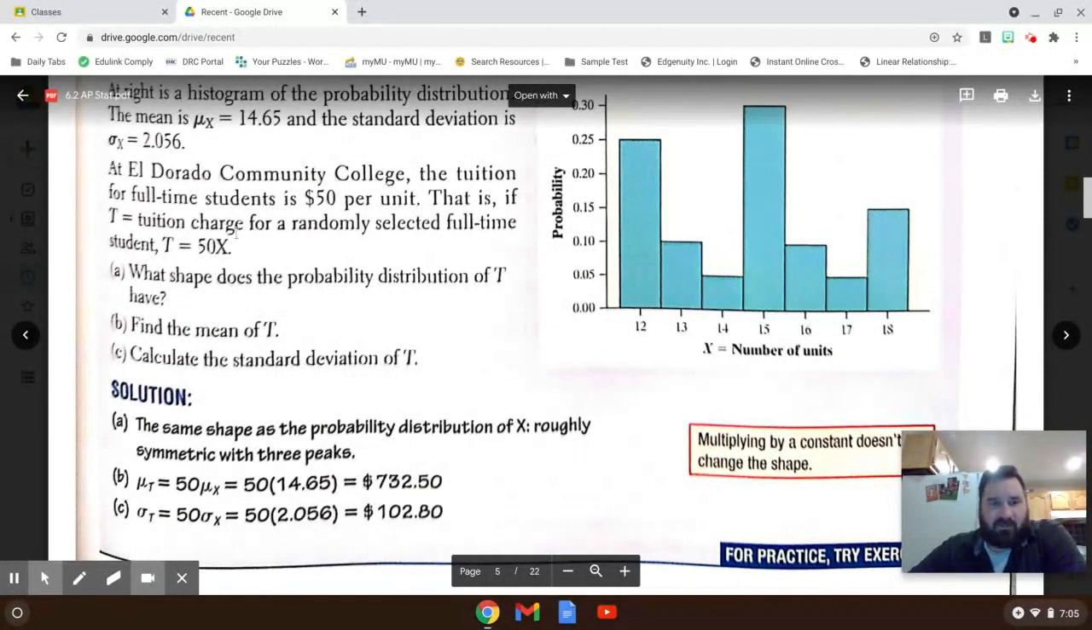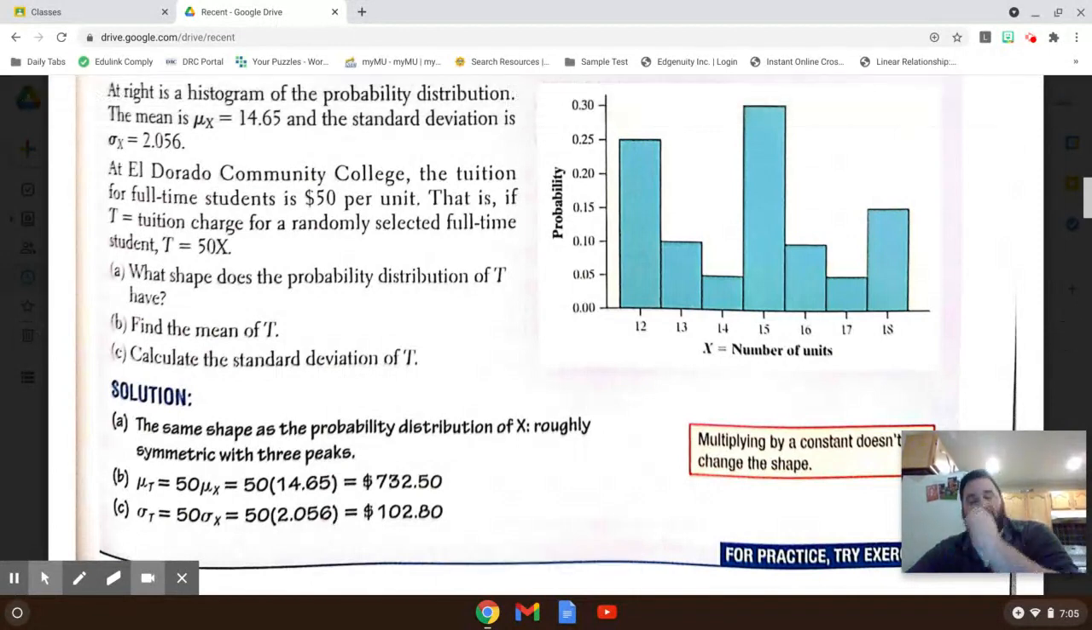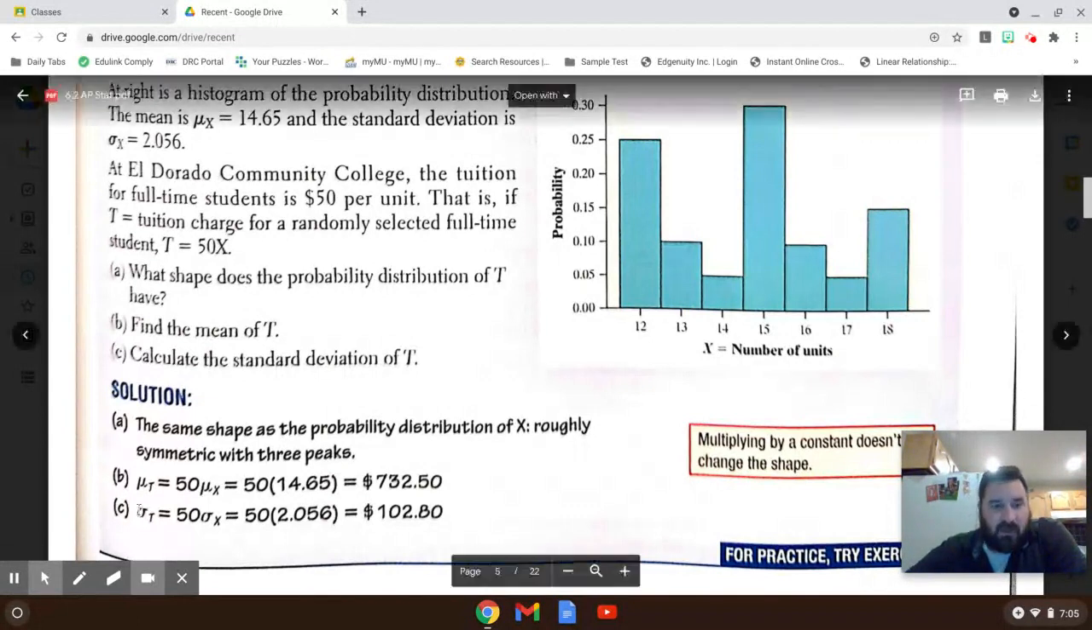Part B, find the mean of T. Well, we knew the mean before was 14.65, and we multiplied every amount of credits by 50 for $50. So we're going to do 14.65 times 50. Our new average cost is $732.50. So if they multiply each person's credit amounts by 50, we have to multiply the average by 50, or take a new average, which would be more time consuming and pointless.